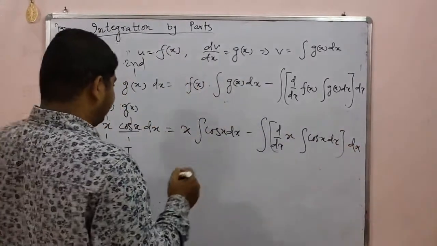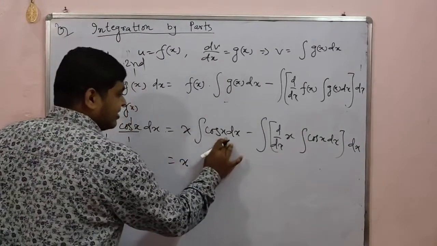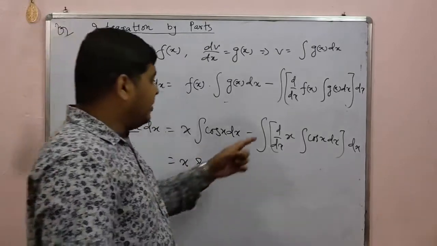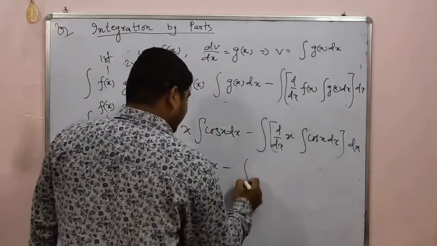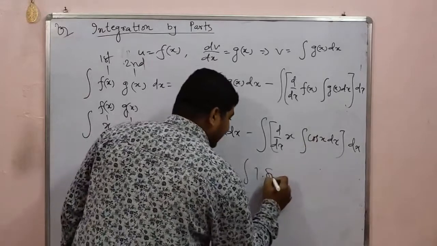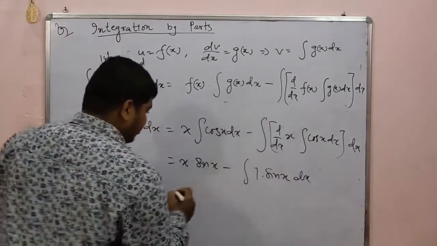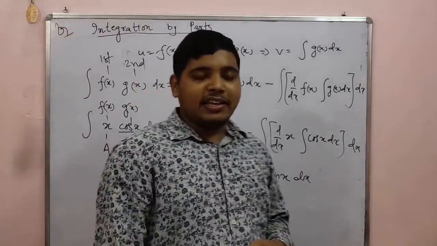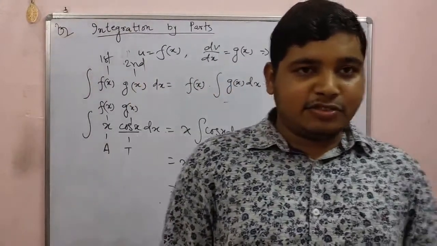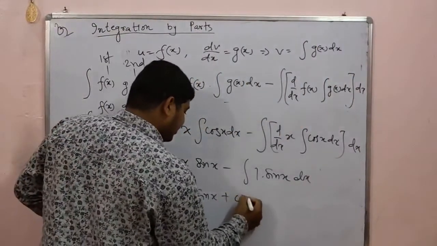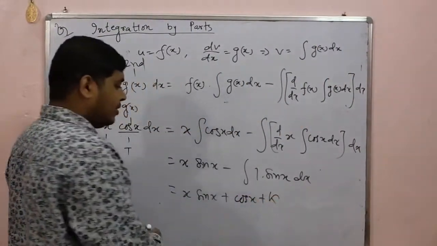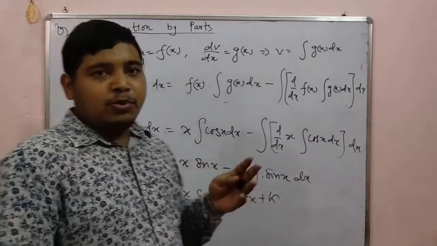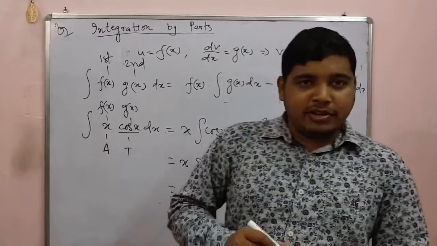So the solution to this: the integration of x cos x is x sin x minus derivative of x, which is 1, so integration of 1 into the integration of cos x, which is sin x, dx. Now this is equal to x sin x minus, then what is the integration of sin x, it is minus cos x, so minus minus plus cos x plus a. So this is the integration of x into cos x, and we apply integration by parts in this manner.